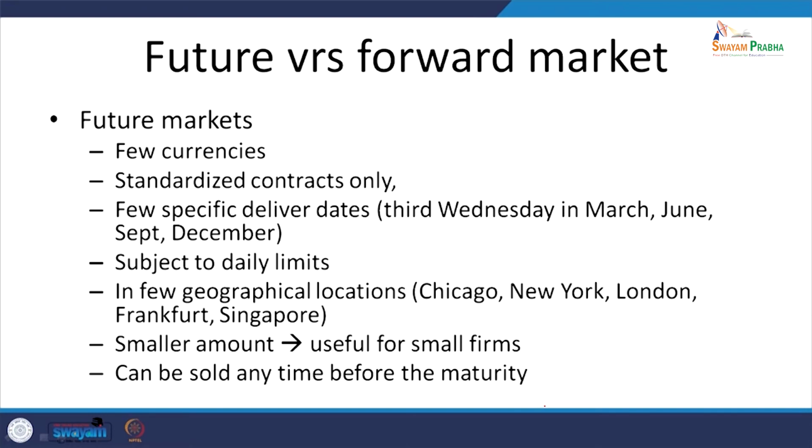Few specific delivery dates, as we already mentioned, that is the third Wednesday in March, June, September, and December, every quarter, is defined to be the delivery date of futures markets. Daily limits are also set. There are a few geographical locations also, like the Chicago futures market, New York, London, Frankfurt and Singapore. Then it is usually of smaller amount compared to the other one.